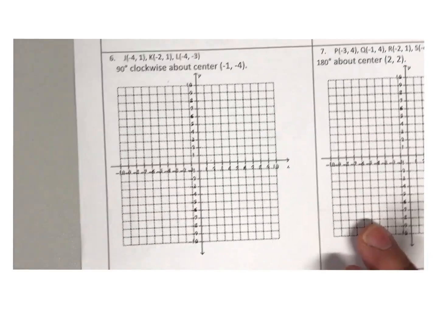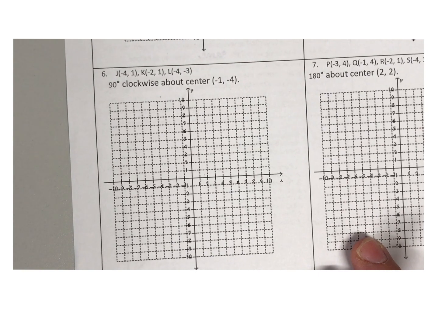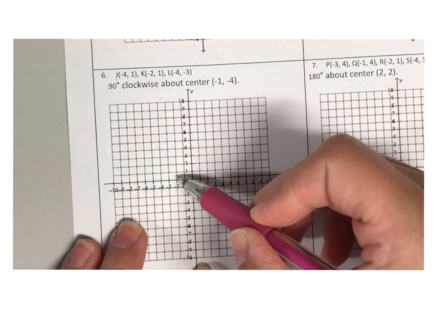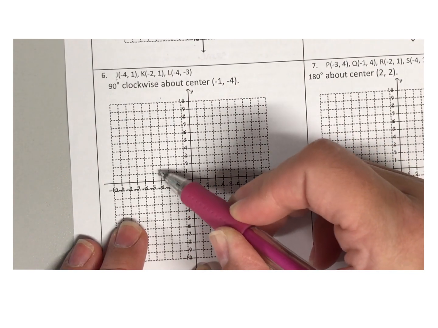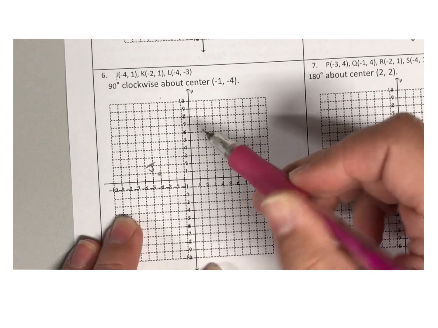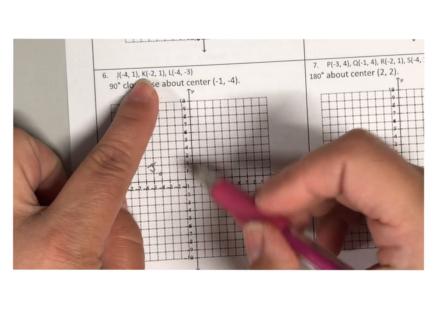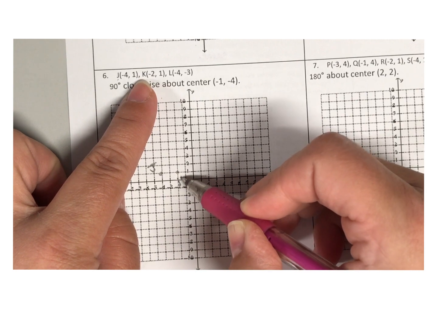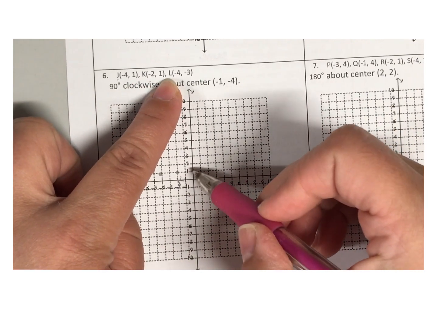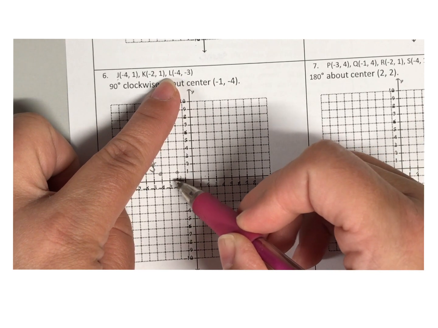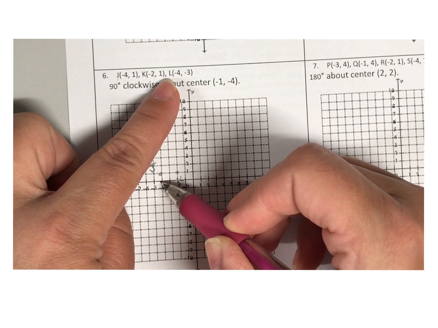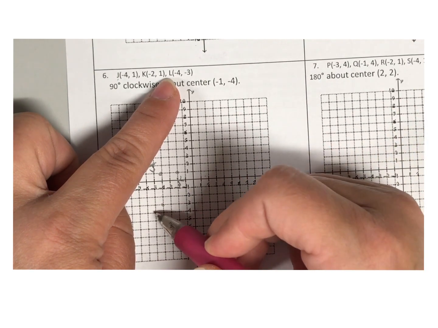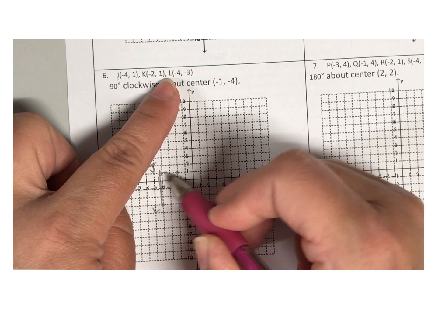All right, so let's go ahead and look at number 6. So I'm looking at J. J is -4, 1, 2, 3, 4, +1. K is -2, 1, so 1, 2, +1, K. And L is -4, so 1, 2, 3, 4, and -3, 1, 2, 3. And that is L. So here is my triangle.